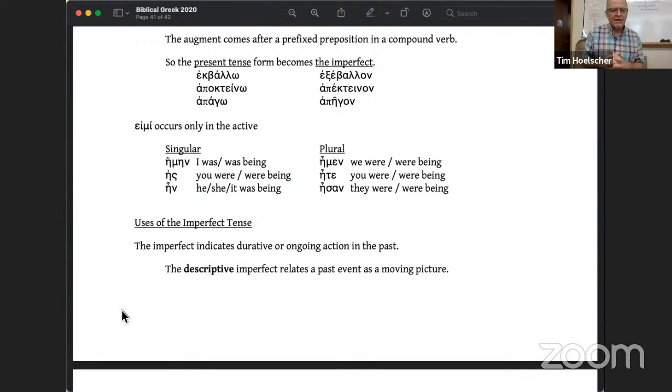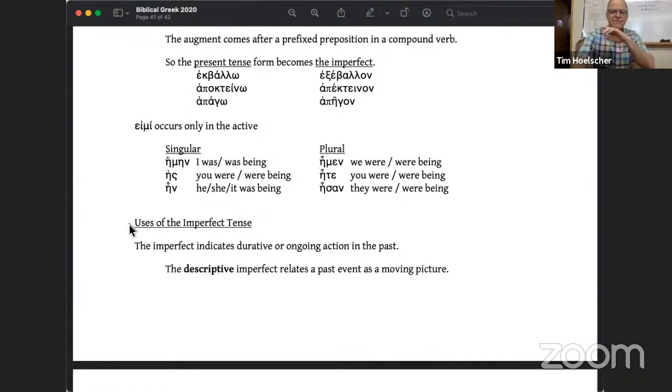So for that reason, most of the time you're going to have the stative verb εἰμί occur in the imperfect. It's going to look at something in the past as it was ongoing. Ongoing in the past, I was being this. And a lot of times we're just going to say I was. But in Greek, they really look at it as a state, an ongoing state in the past.